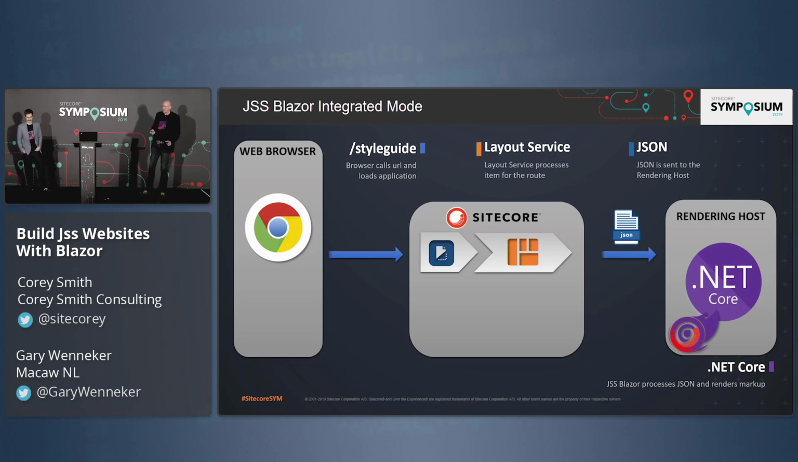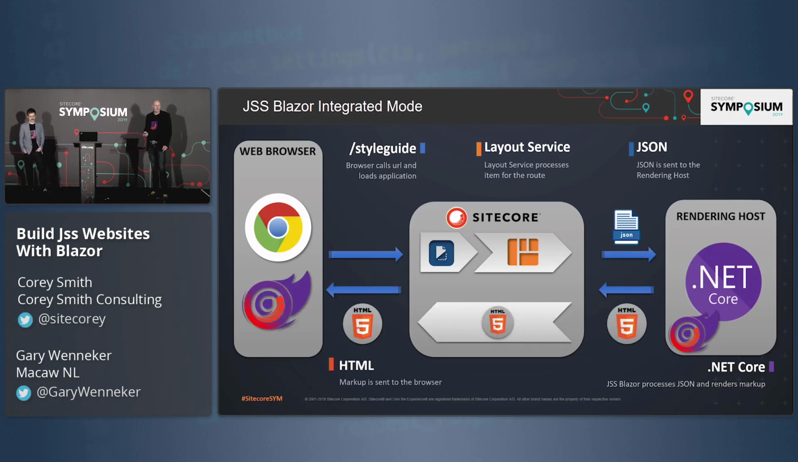On this .NET Core process, we have our JSS Blazor application. This is the same application which is also running in the client. So the HTML is rendered and sent back to Sitecore, and Sitecore will pass it on to the web browser.